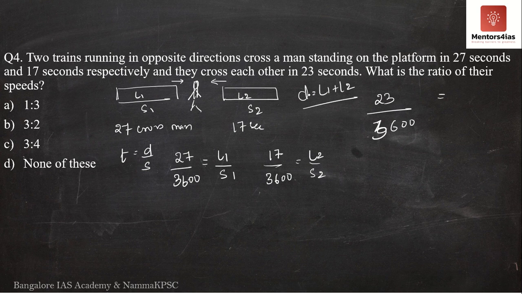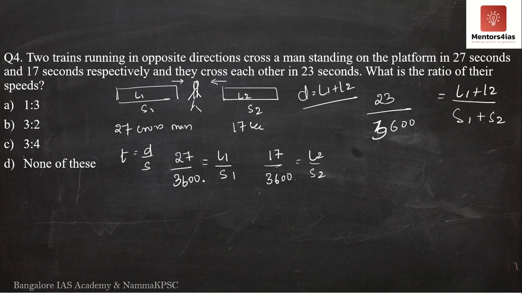Now at this stage I'm pretty sure I don't have to explain everything. I don't have to explain why distance is L1 plus L2. If you've not understood, it means that you've not gone through the previous two videos clearly. So please do go through the previous two videos, so that you are able to clearly understand why distance is equal to L1 plus L2 divided by the sum of their speeds, which is S1 plus S2. So we have 23 by 3600 is equal to L1 plus L2 divided by S1 plus S2.